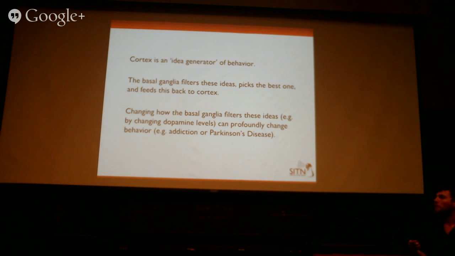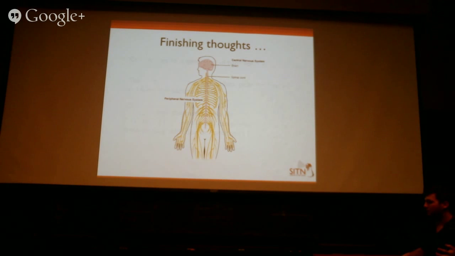All right. So, introducing the basal ganglia, I use this idea that the cortex is really an idea generator of behavior, that the basal ganglia filters these ideas and picks the best one that it thinks there is and feeds this back to the cortex. And then changing how the basal ganglia filters these ideas can profoundly change behavior. So, before I finish, I just wanted to give a final thought about this lecture on perception and behavior.